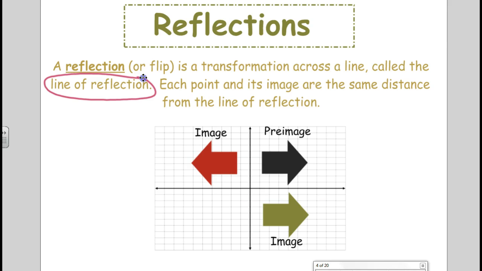When you reflect a figure, every point and the image are going to be the same distance away from the line of reflection. So if this is the line of reflection, and this point is 2 to the left, then this point on the pre-image would be 2 to the right. They're going to be the same distance, equidistant away.